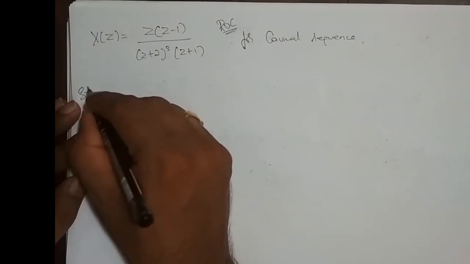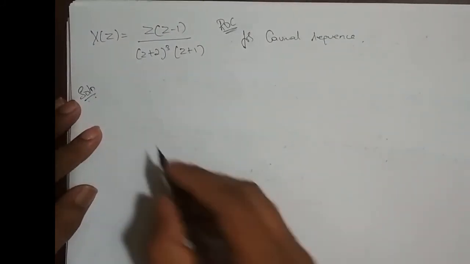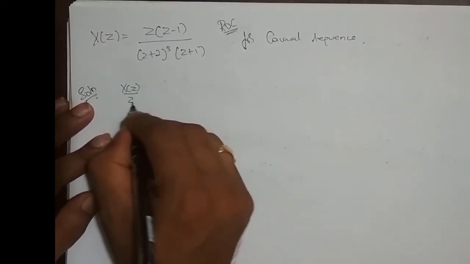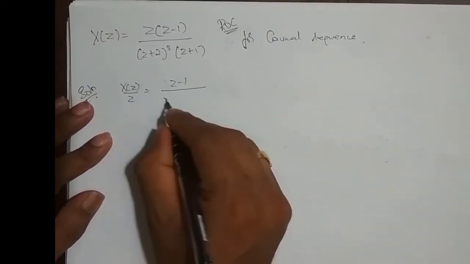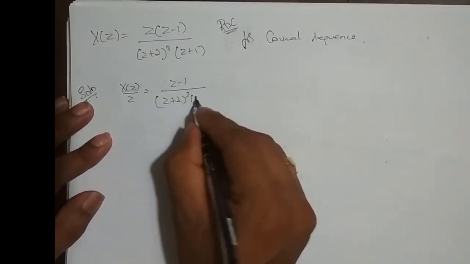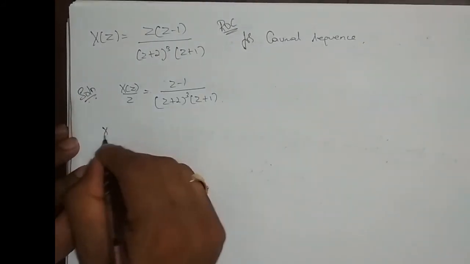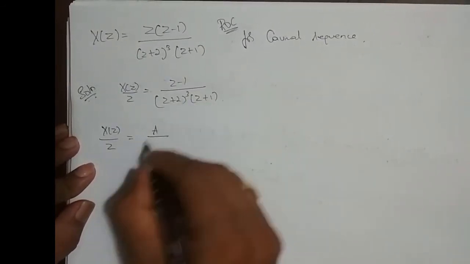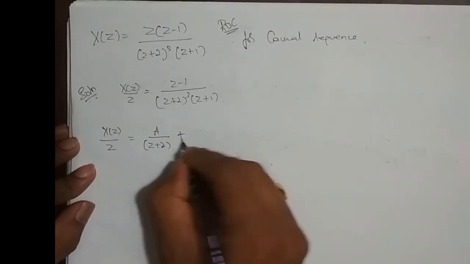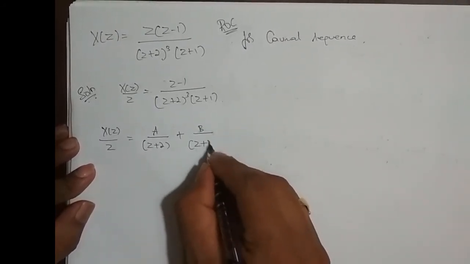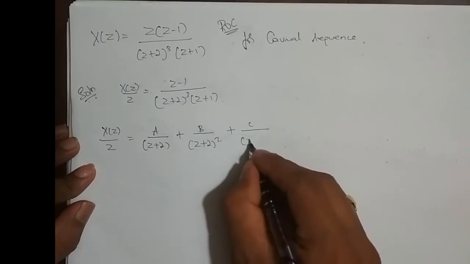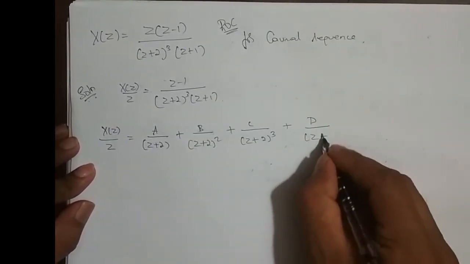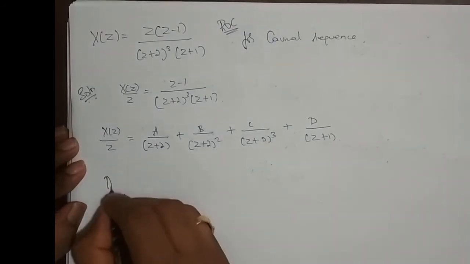So for the solution, I'm not completely solving it, I'll give you intermediate results here. What is the first thing I need to do? I have to bring it in the form of X(z)/z, which is equal to (z minus 1) divided by (z plus 2) whole cube into (z plus 1). Now I have to expand it for a partial fraction expansion. How do we do that? A divided by (z plus 2), since the roots are repeating 3 times, plus B divided by (z plus 2) whole square, plus C divided by (z plus 2) whole cube, plus one more, D divided by (z plus 1). If you remember, what is the formula to find A?